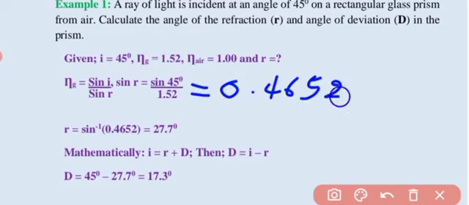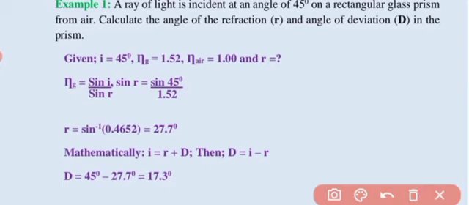0.4652. And to have the value of our r, we need to find the sine inverse of 0.4652. On your calculator, press shift sine, type this number, and press equal to. That will take us straight to this, and this simply means that the angle of refraction through the glass is equal to 27.7 degrees.